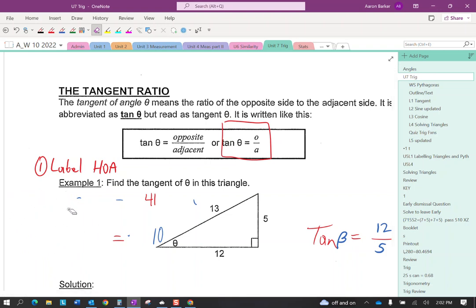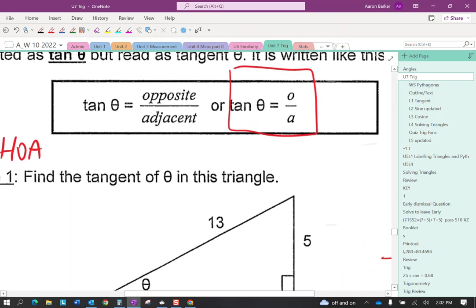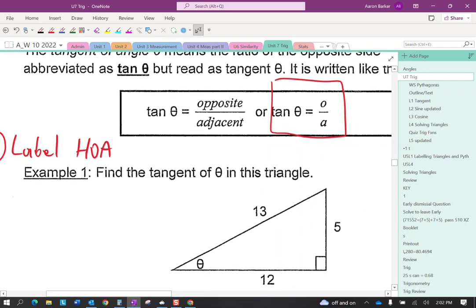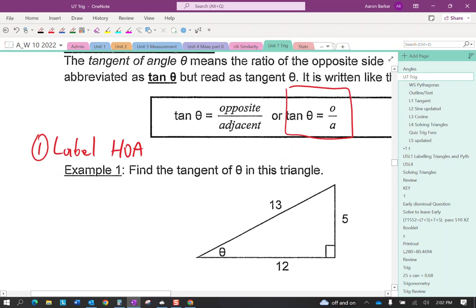Okay, turn it over then. We're going to go down now to the tangent question. Sorry. So now we're going to work on tangent. Tangent is opposite over adjacent. And just like before, label your HOA. Start by labeling your HOA, H-O-A.